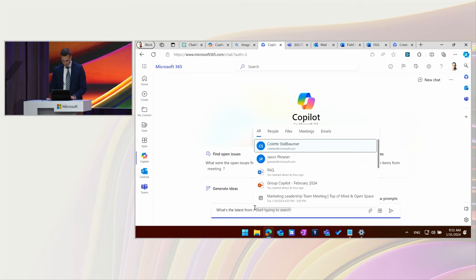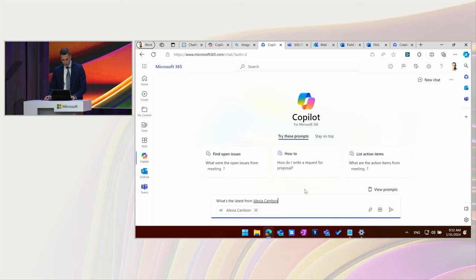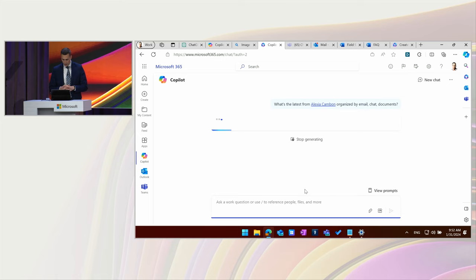It's organized by email, chat, and how about documents? Okay, Alexia works for me. She works on the research team. She actually lives in the UK, and she's been hard at work looking at the quantitative and qualitative measures of what Copilot can do. It is now going out to use that basic pattern to grab info.